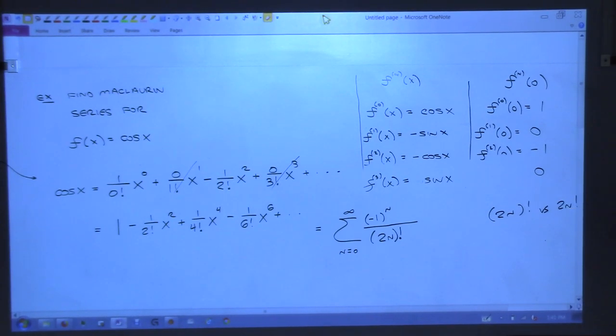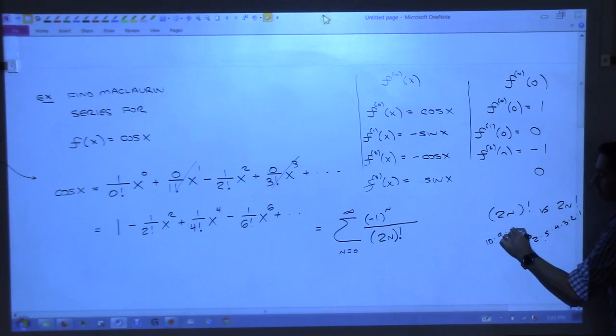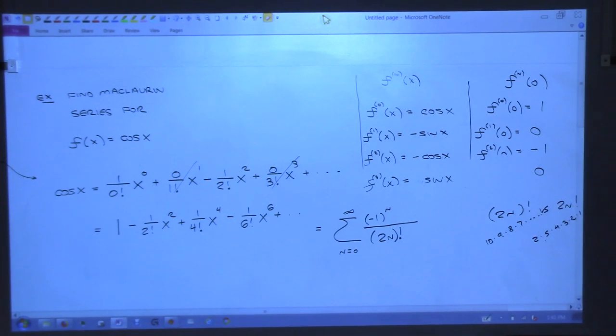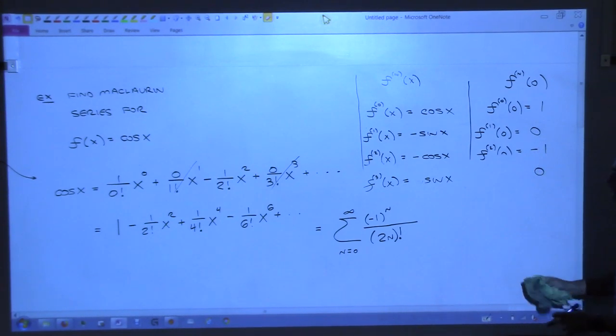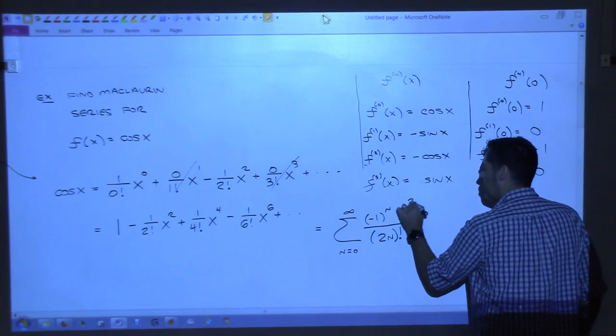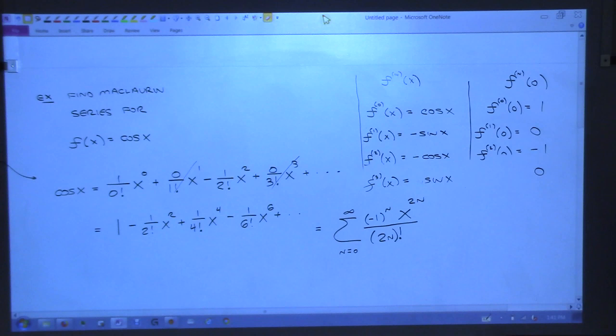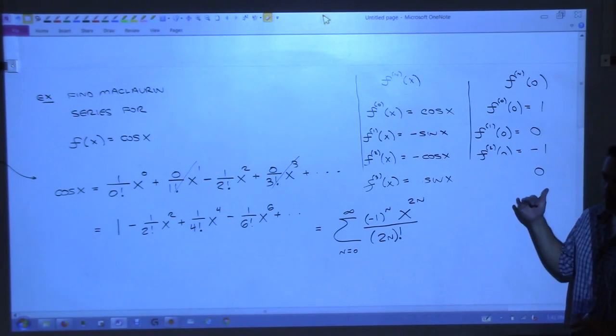So if I ask you right now to plug in 5, this would be 2 times 5 factorial: 2 times 5 times 4 times 3 times 2 times 1. But if I said plug in 5 here, this would be 10 factorial: 10 times 9 times 8 times 7 times 6 and so on. They're not the same. They're different. And what we want are all evens. So 2n, then the factorial. And then what about x? x to what power? 2n. There's your Maclaurin series for cosine. All even powers.